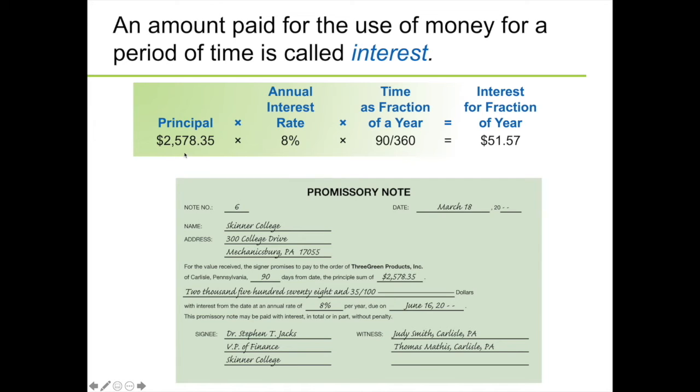So we'll take the principal times the rate of interest times the fraction of the year, and you will come up with $51.57. So it is going to cost Skinner College $51.57 to borrow this money in a promissory note for 90 days.